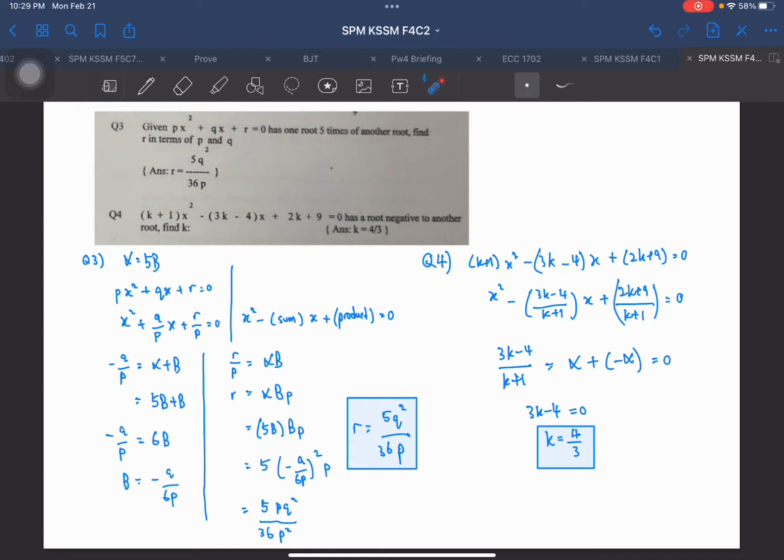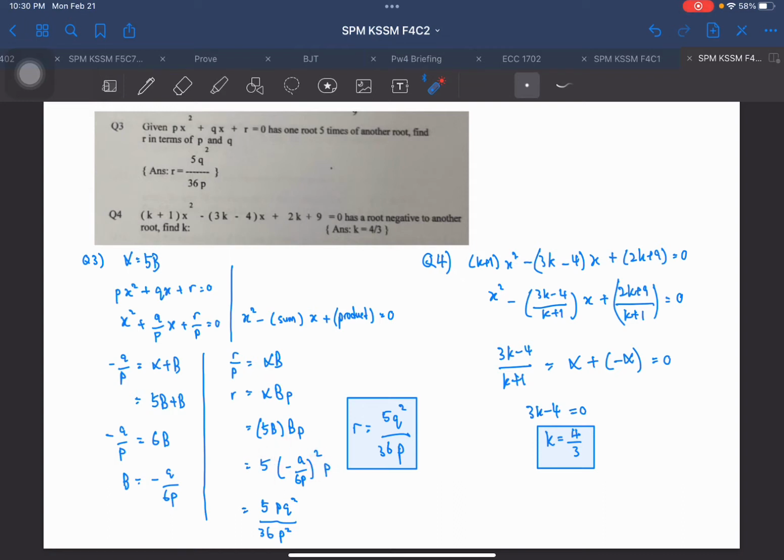So you know that the equation is this, so you try to make it in this form by dividing by p. So you got x squared minus sum of roots x plus product of roots equals to 0. So in this form, by comparing, you get two equations, and here you manipulate it, so you got this. Since you know one root is 5 times of another, you just sub it in here and then manipulate. You got b equals to minus q over 6p.